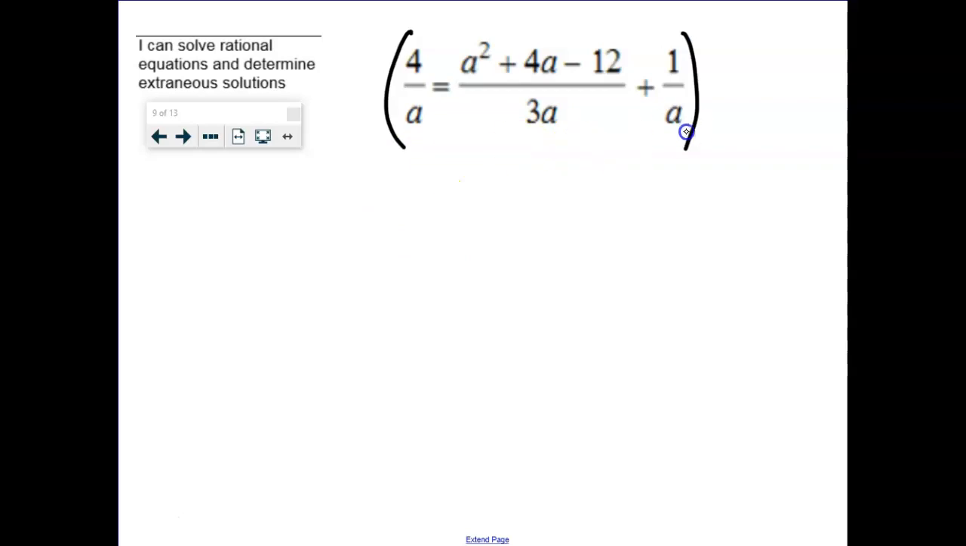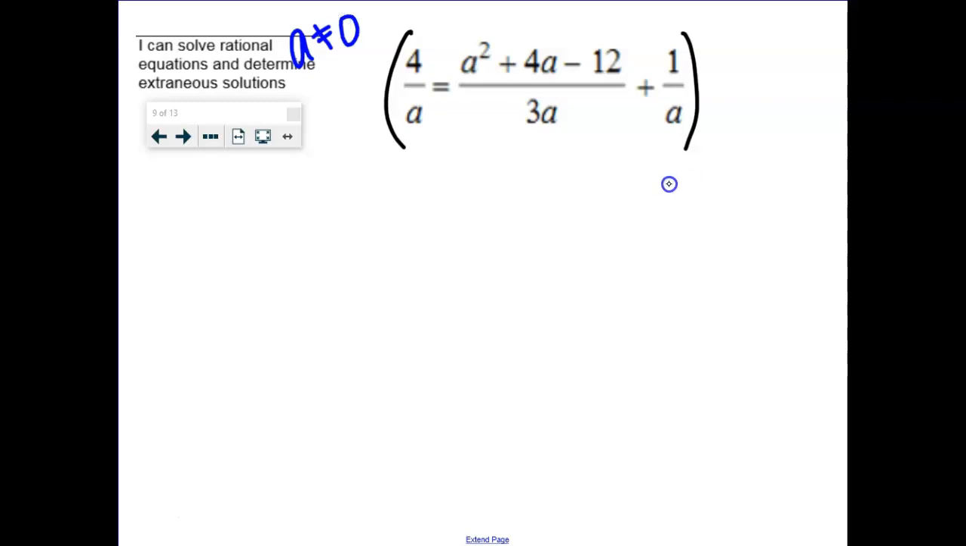So you look at your denominators, and the first thing I'd like you to tell me is, what is a solution that I can't have at the end of this problem? 0. I can't have 0. So if I get to the end of this problem and I find out that a equals 0, then we're going to have to cross it off because it's extraneous. Well, it's not wrong. It's just extraneous. The answer is not 0, though, on this one.